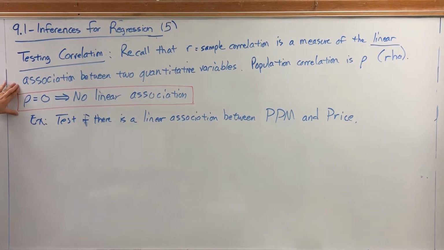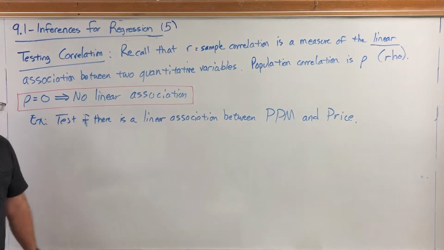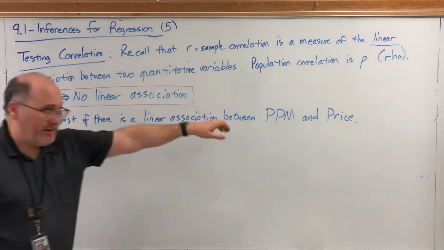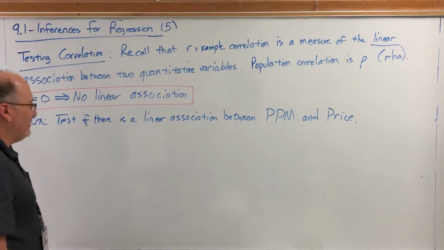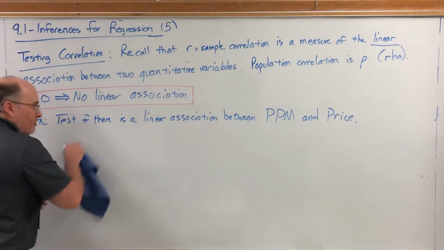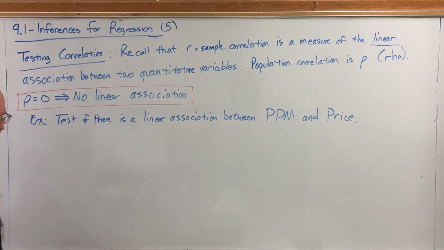Because if correlation tests to be 0, that means that there is no linear association. So we'll be doing a hypothesis test to see whether or not we can conclude that the population correlation is equal to 0. More specifically, if there's not enough evidence to conclude that it's not equal to 0. For example, no surprise, we're going back to the same context. We're going to test if there's a linear association between the printing speed and the price of the printer.